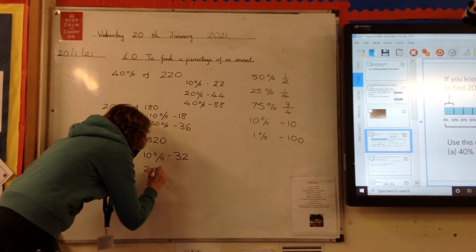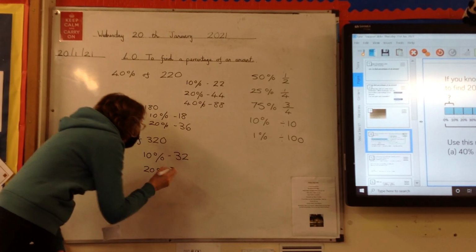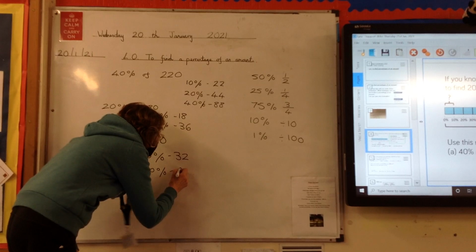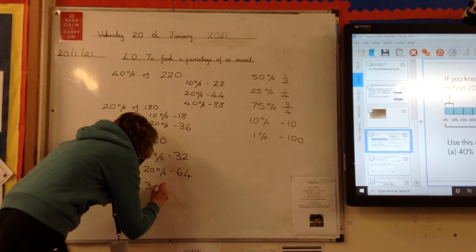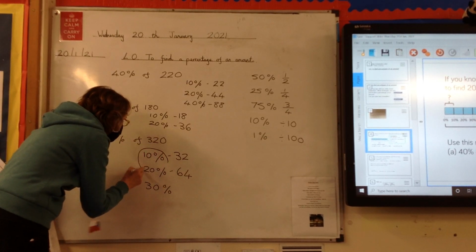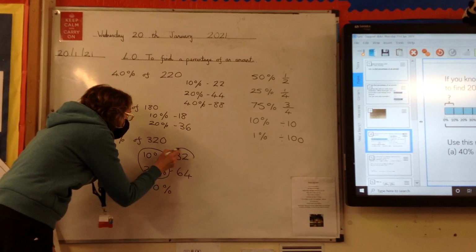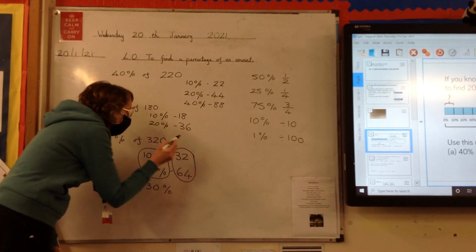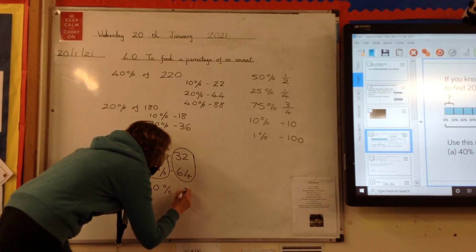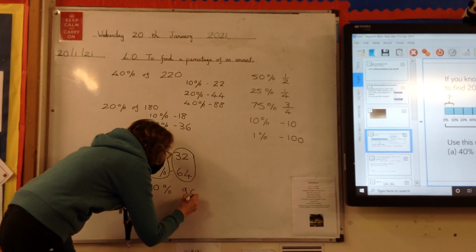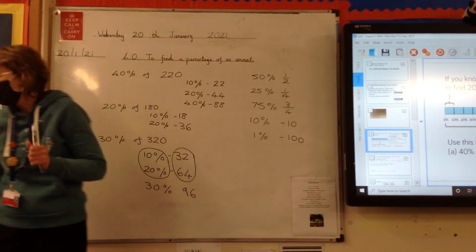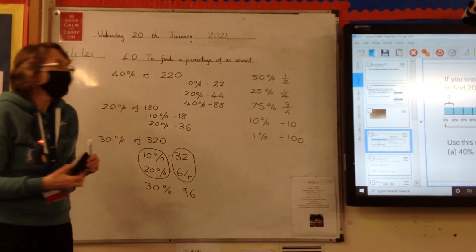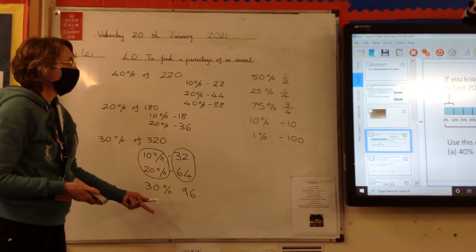20% would be double that, which is 44. And then 30%, which of course is 10% plus 20%. So it's the two of them together. And the answer would be 66. Okay, good. So, using what we know, we can find out what we don't know.